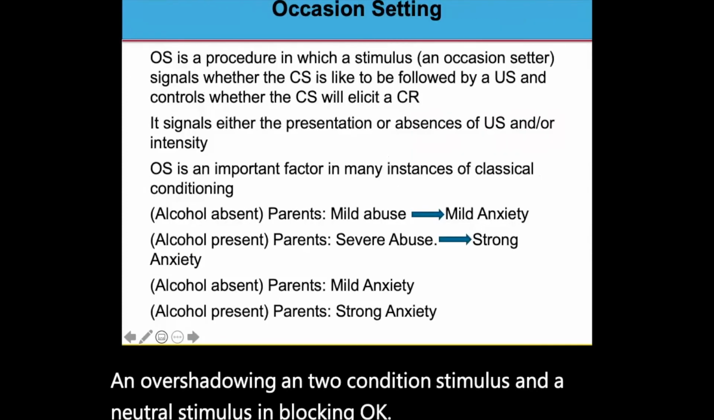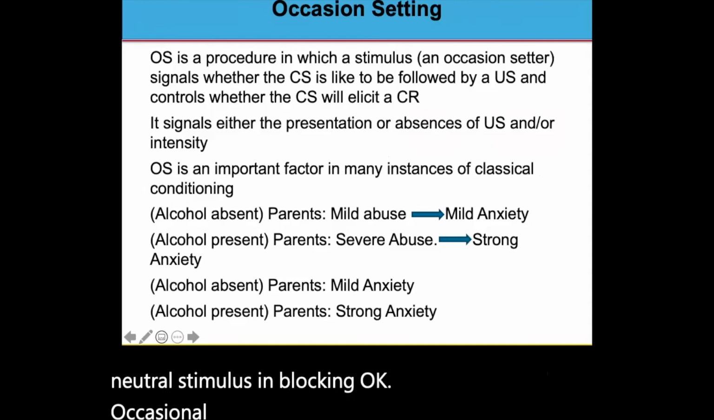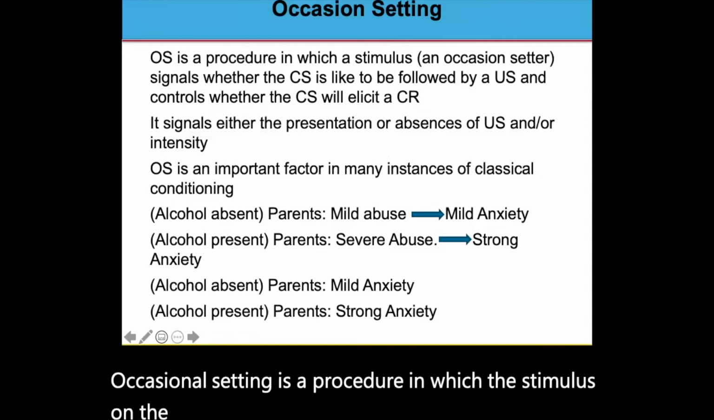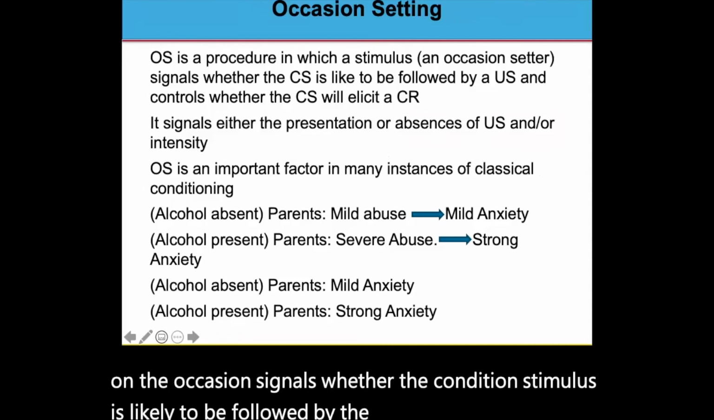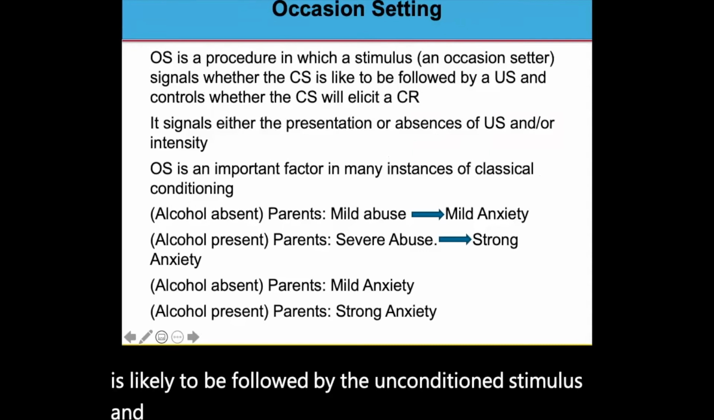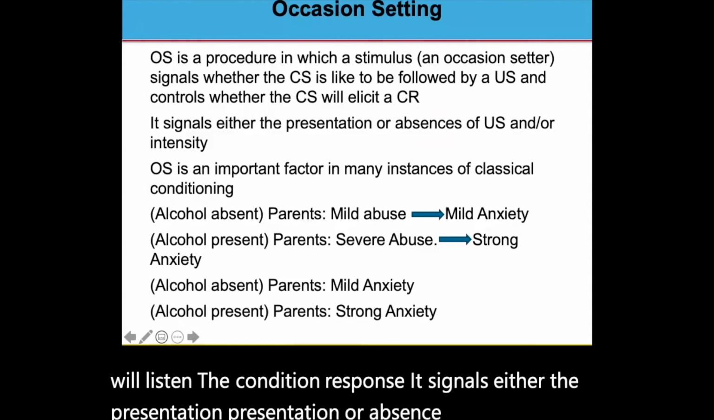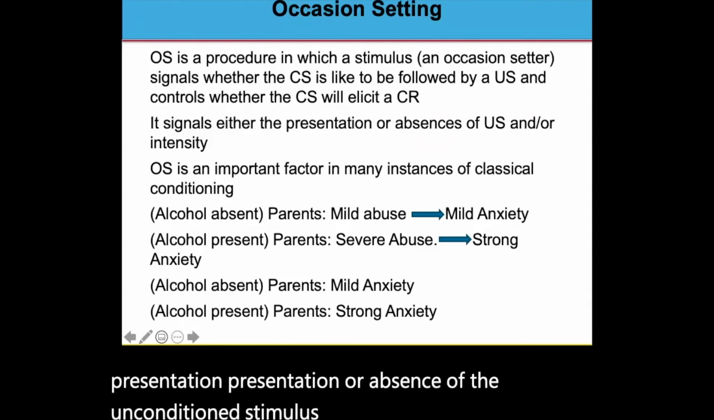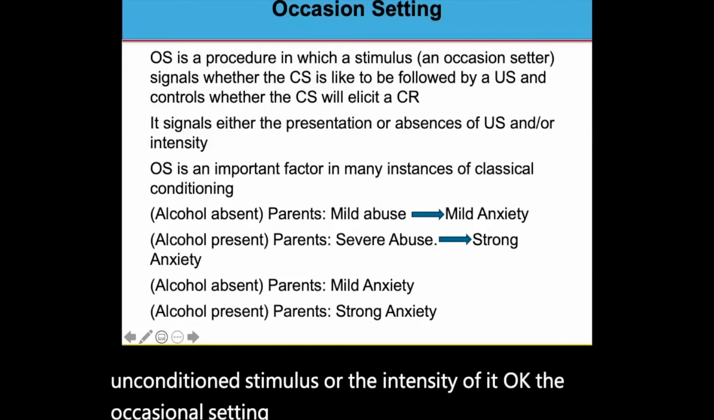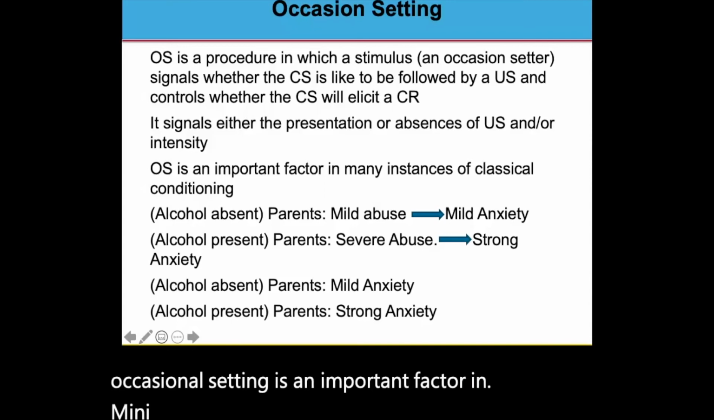Occasion setting is a procedure in which the stimulus on the occasion signals whether the conditioned stimulus is likely to be followed by the unconditioned stimulus, and controls whether or not the conditioned stimulus will elicit the conditioned response. It signals either the presentation or absence of the unconditioned stimulus or the intensity of it. Occasion setting is an important factor in many instances of classical conditioning.